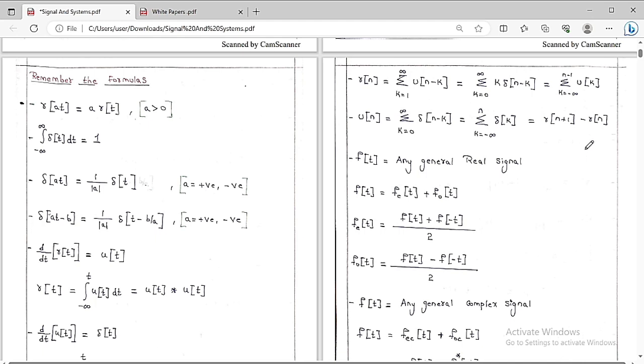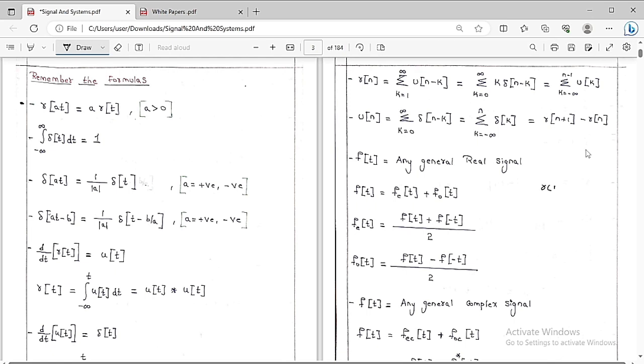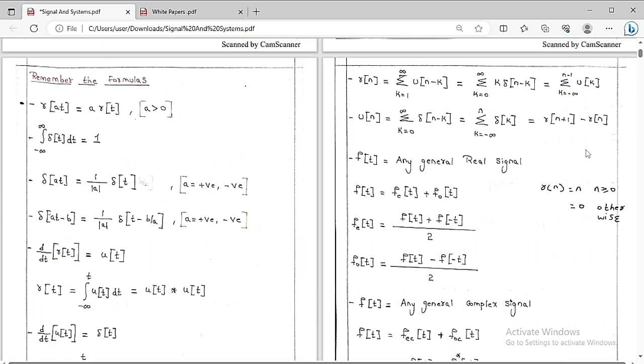But if you ask me what is the expression of R of n, simply we can say R of n is equal to n for n greater than or equal to 0 and is equal to 0 otherwise. So this is the actual representation of the ramp signal. In the discrete time domain, R of n is equal to n for n greater than or equal to 0 and 0 otherwise. So these are the different ways we can represent R of n in terms of the step signal and in terms of the impulse signal.